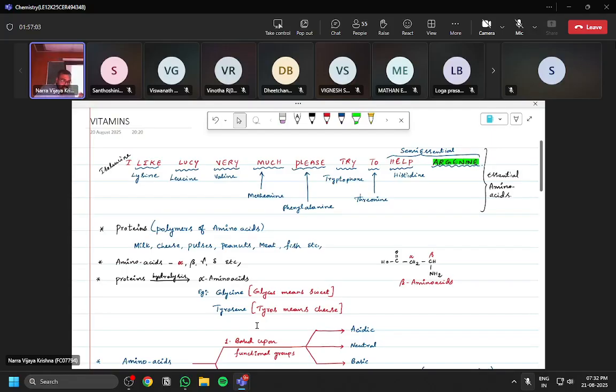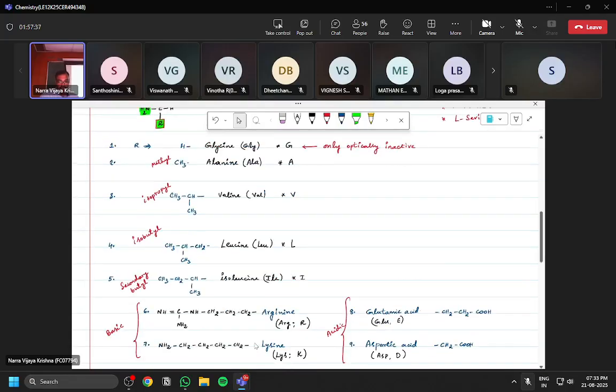If these amino acids are connected to each other, then the bond formed between them is called a peptide bond. It is nothing but an amide only, right? CONH is called an amide link. So when two amino acids connect, you will get an amide group. If both are amino acids, then only it is called a peptide. Between an amino acid and some other carbon chain with an amide link, then I don't call it a peptide. It is called an amide only. Are you able to understand?